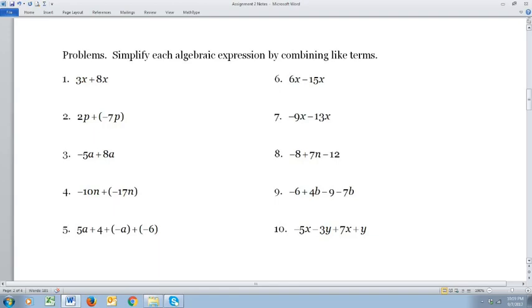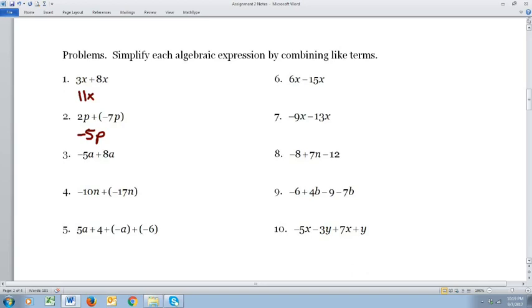All right, so let's do some problems. So on this first one here, we're just adding 3 and 8. We're going to get 11x. Notice the variable doesn't change. On number 2, we're adding 2 and -7, so we do get -5p. So go ahead and do the last 3 here. Maybe stop the video and then check your answers.